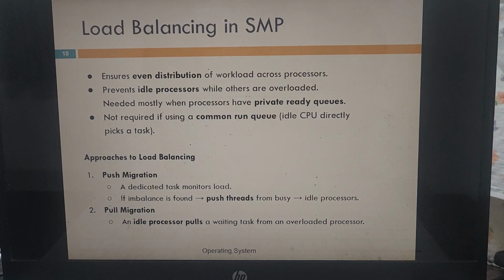Whenever a processor is free, it goes to the ready queue and picks up a process. It does not sit idly and wait for some other process to deal with all the processes which are waiting in the ready queue. Also, we have something called push and pull migration. In push migration, if a processor feels like it has too many tasks to deal with, too many processes to take care of, it will push away one or more tasks.